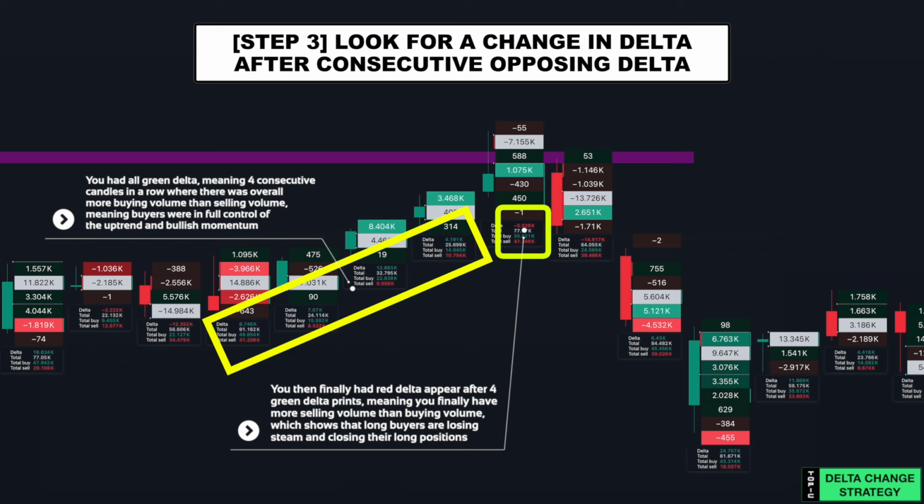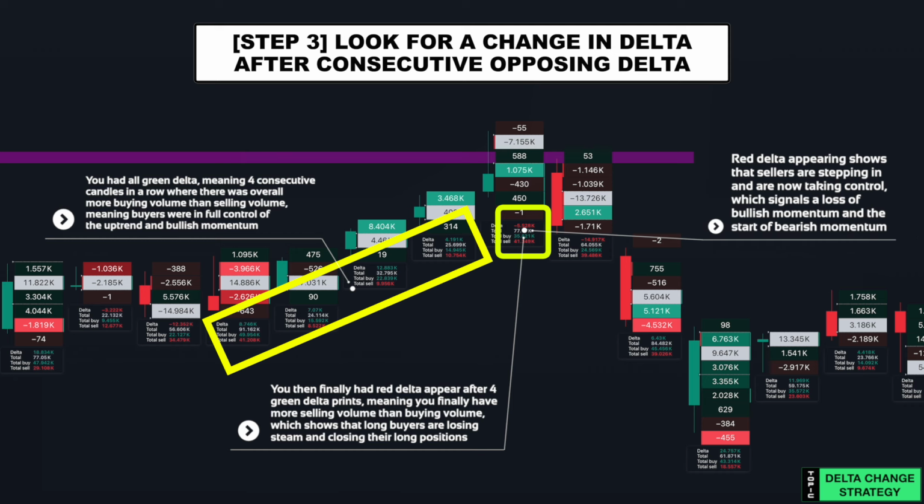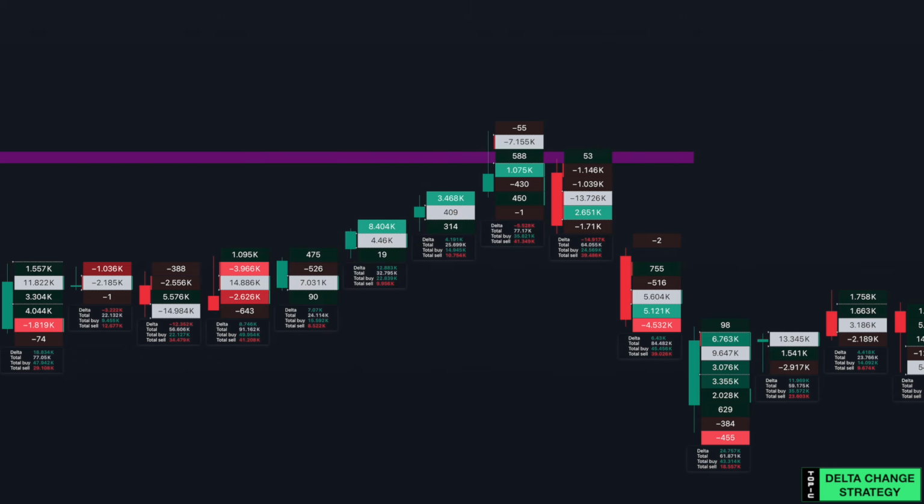meaning you finally have more selling volume than buying volume, which shows that long buyers are losing steam and closing their long positions, and that sellers are stepping in and are now taking control, which signals a loss of bullish momentum and the start of bearish momentum. Step 4.